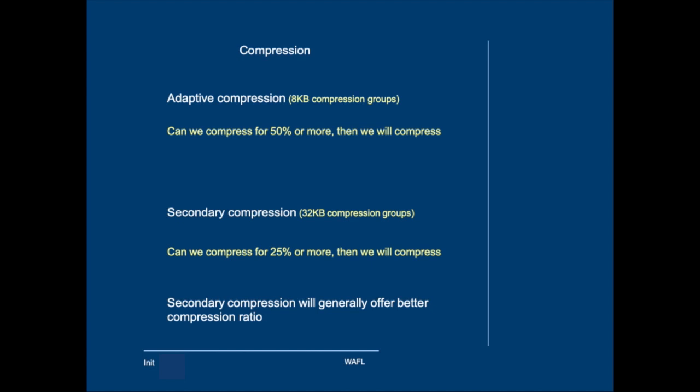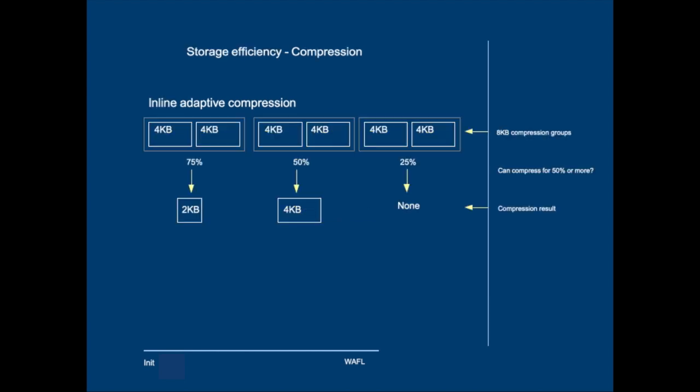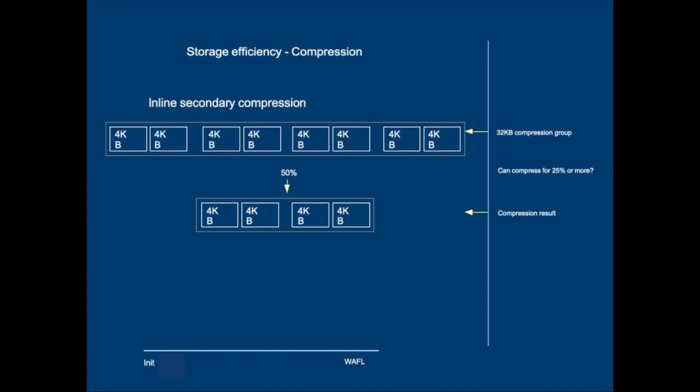Enabling inline compression means that you either compress 8K groups or 32K groups in memory. Compressing in memory may reduce the number of I/Os, and of course it will save space if possible. So inline adaptive compression will calculate whether compression can compress by 50% or more. So an 8K block will minimally compress to 4K or less. Secondary compression will calculate whether compression will compress by 25% or more. So a 32K block will minimally compress to 24 kilobytes.